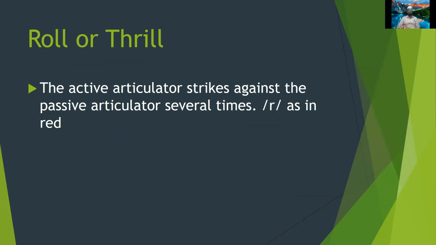Next, we're going to see roll or trill. Contrary to the flap, where we saw the active articulator strike the passive articulator only once, here it strikes several times. The active articulator strikes against the passive articulator several times, as in red, red, red. It's called roll or trill.